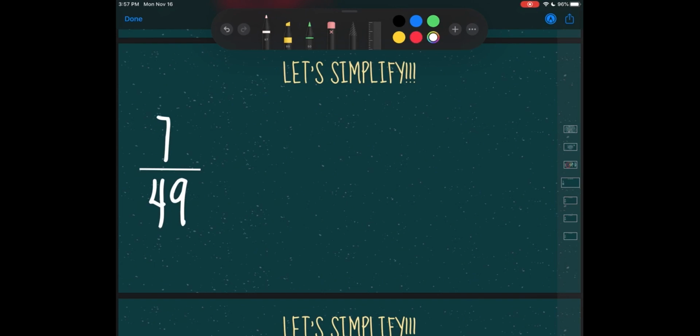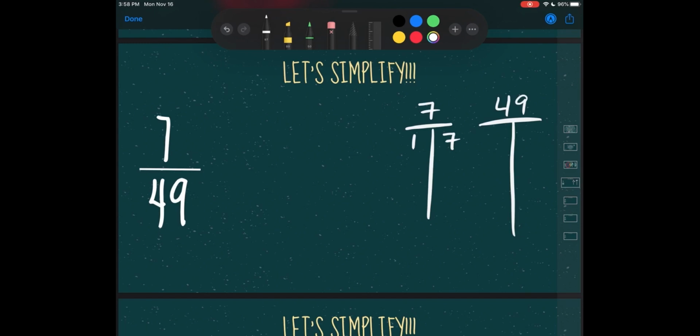Let's look at another one. All right, let's think about 7/49. So when we've got a numerator like 7, right? 7's prime. So when I make my t-charts, since 7's prime, my only multiplication that gets me 7 is 1 times 7, right? So I'm basically needing to make sure that 49 can also be divided by 7. That 7 times something is 49.